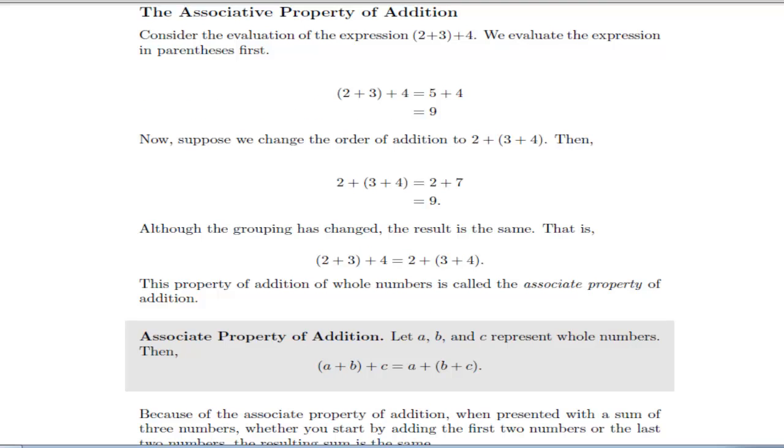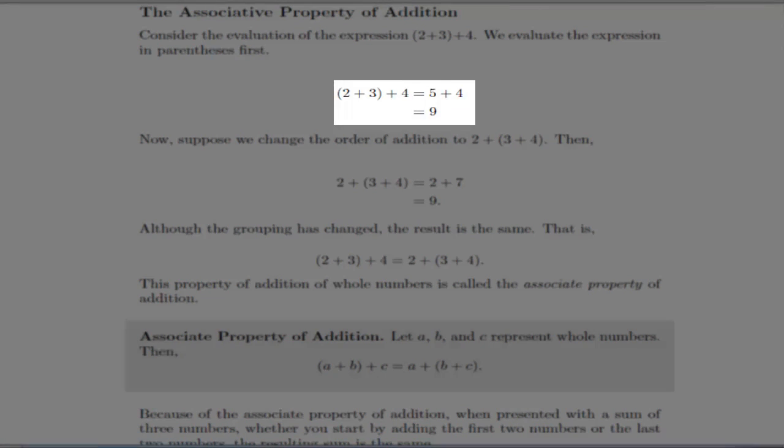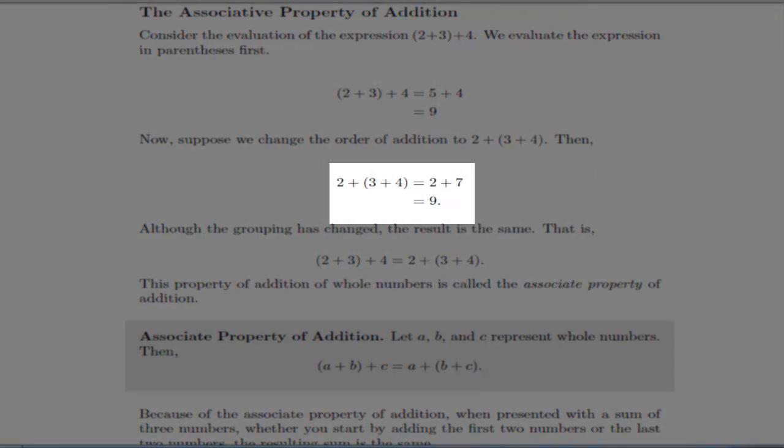The associative property of addition. Consider the evaluation of the expression. We evaluate the expression in parentheses first, add 2 to 3 to get 5, and 5 to 4 to get 9. Now, suppose we change the order of addition to grouping 3 and 4 instead of 2 and 3. Then we would evaluate by adding 3 and 4 first to get 7, then 2 to 7 to get 9.